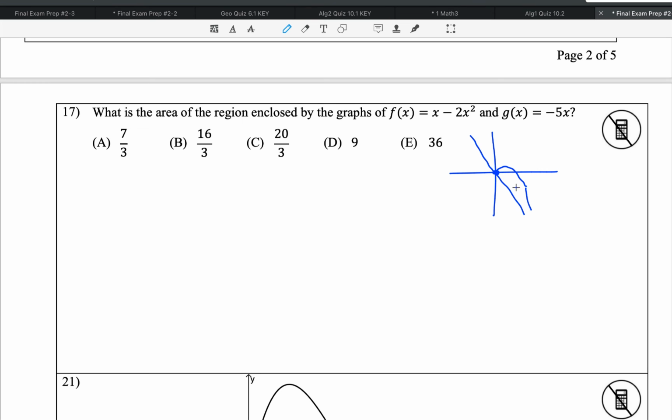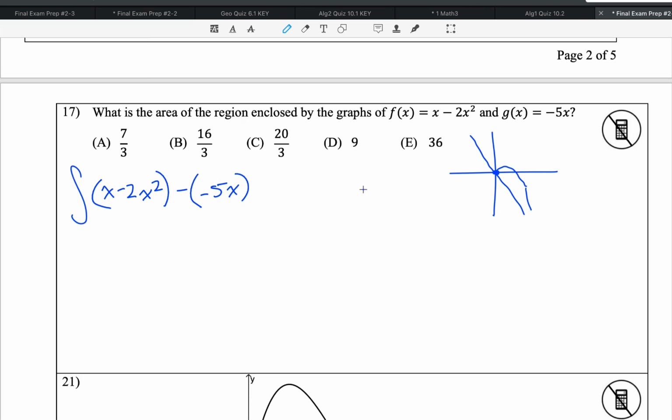But the whole point is, where do these two functions intersect each other? We don't even know our bounds. Essentially what we're trying to do is some sort of integral of one function minus the other, but we need the bounds of those as well. So for now, let me say it's going to be x minus 2x squared. According to my sketch, that would be on the top, minus this other function, negative 5x. And I need the bounds of those two.